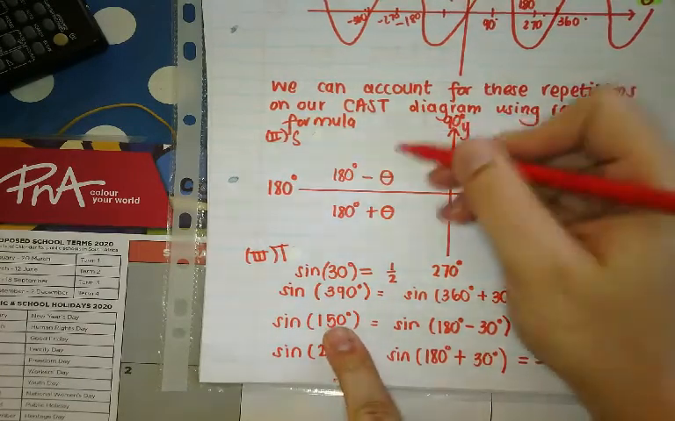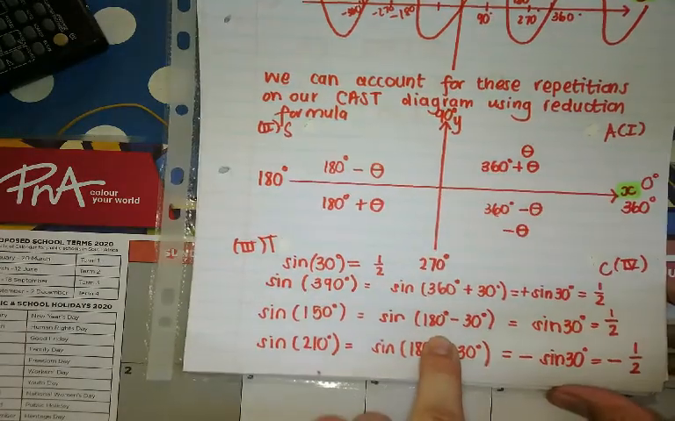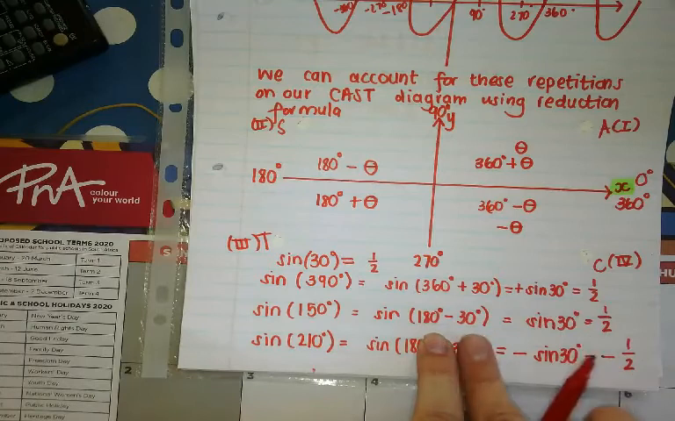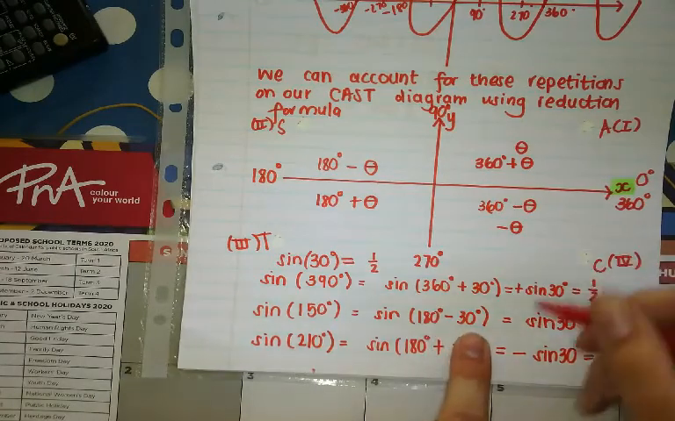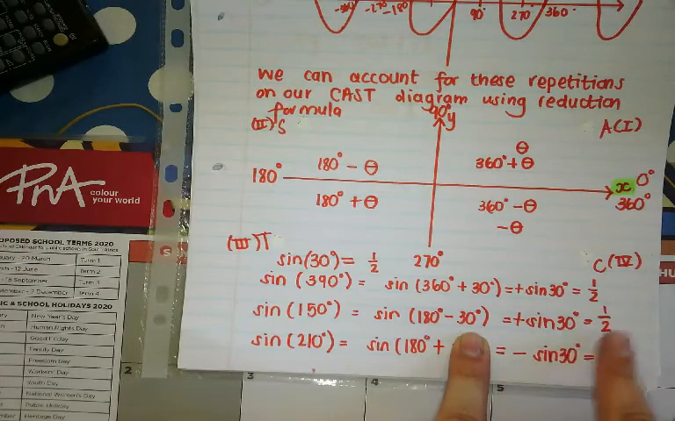Sine 150 is in this quadrant. My reduction is 180 minus. How do I get to 150? I minus 30 degrees. It is positive in that quadrant. Positive sine 30 is still 1/2.